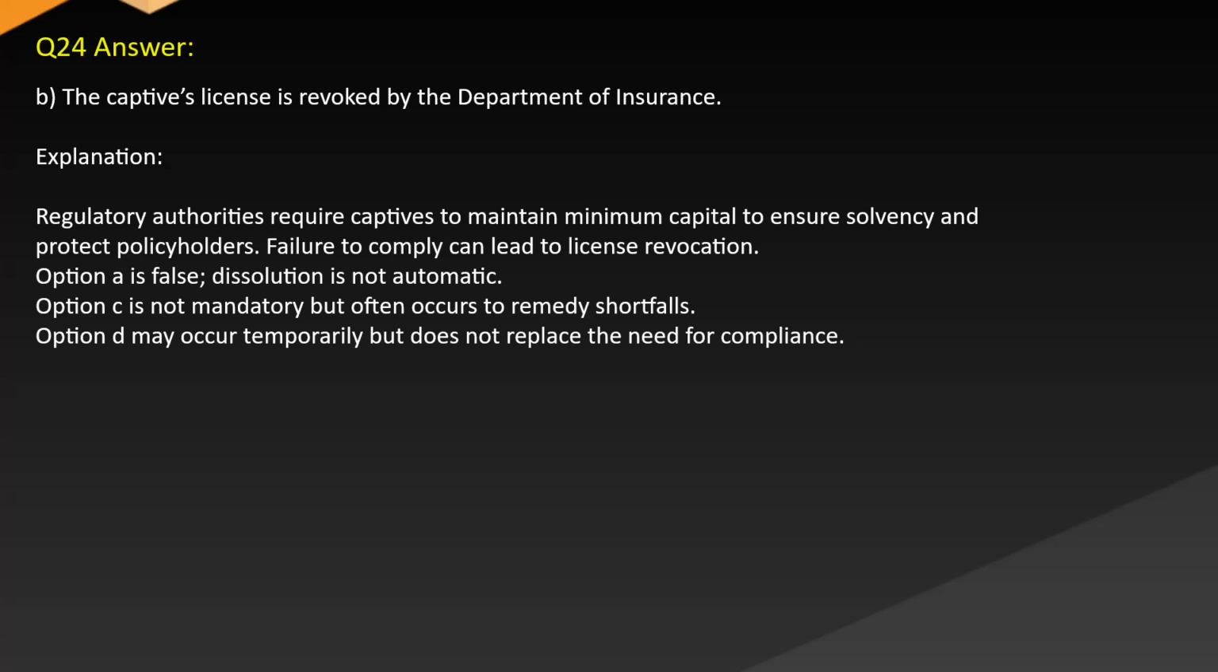Answer: B. The captive's license is revoked by the Department of Insurance. Explanation: regulatory authorities require captives to maintain minimum capital to ensure solvency and protect policyholders. Failure to comply can lead to license revocation. Option A is false. Dissolution is not automatic. Option C is not mandatory but often occurs to remedy shortfalls. Option D may occur temporarily but does not replace the need for compliance.